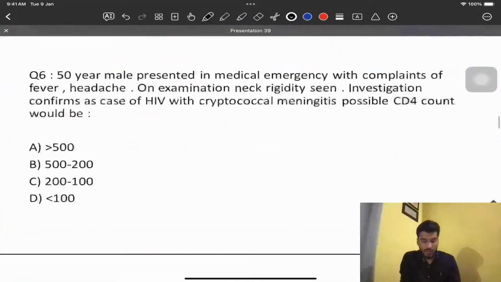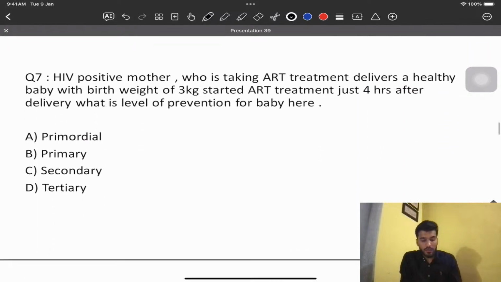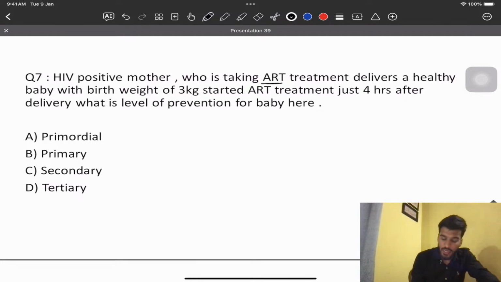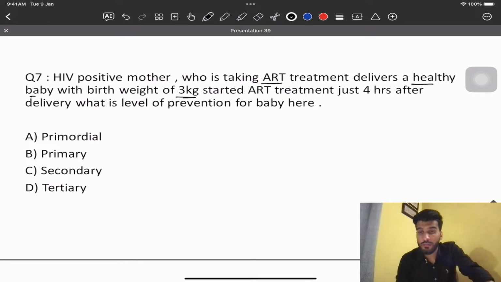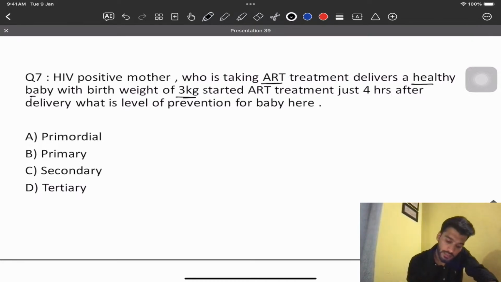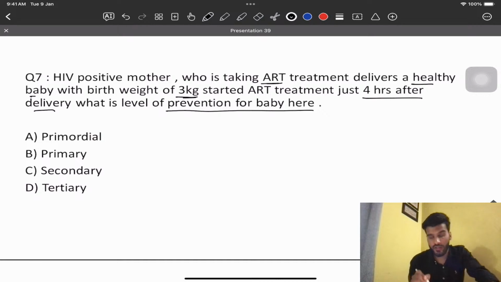Let's move to the next question, guys. An HIV positive mother who is taking antiretroviral therapy delivers a healthy baby with a birth weight of 3 kg. So the mother was positive, and the treatment was started just 4 hours after the delivery. Which level of prevention is that?